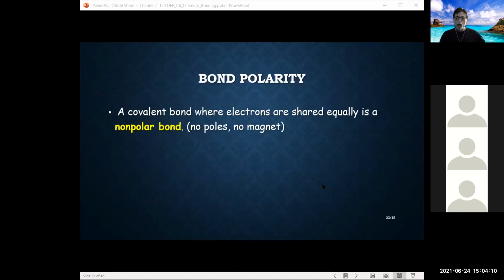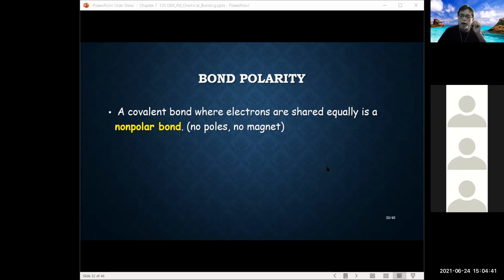All right. Now, which brings us to a very important concept, which is called bond polarity. This only applies to covalent bonds, those molecules that share electrons. It has nothing to do with ionic. Ionic bonds don't share electrons. They have a full-fledged positive and a full-fledged negative charge.